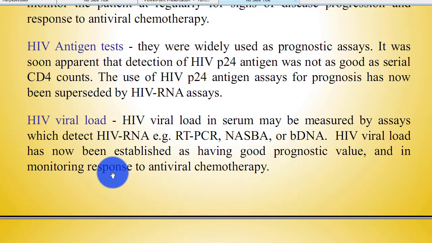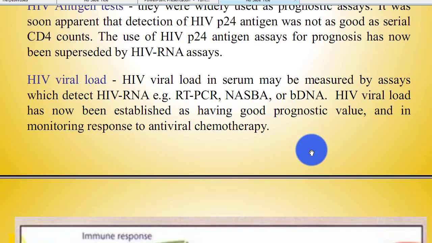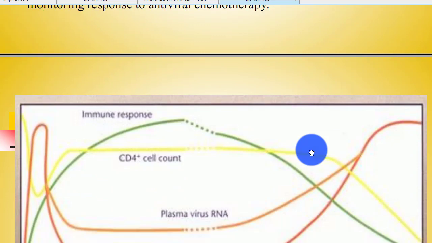HIV viral load in serum may be measured by assays which detect HIV RNA, reverse transcriptase proteins, PCR, NASBA, or branched DNA. HIV viral load has been established as having good prognostic value and in the monitoring of response to antiviral chemotherapy.